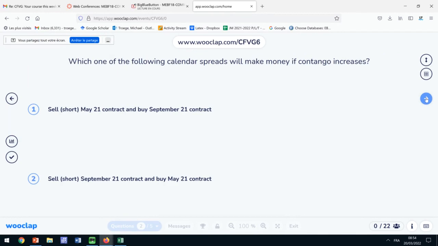Now we are talking about calendar spreads. Remember, it's a long and a short position on the same commodity, but for different dates. Which one will make money if contango increases? Calendar spreads, or intra-commodity spreads, have the purpose of placing a bet on the shape of the curve. And now we want to place a bet on an increase in the slope, contango.